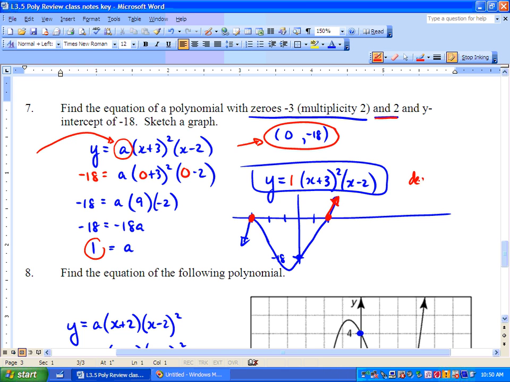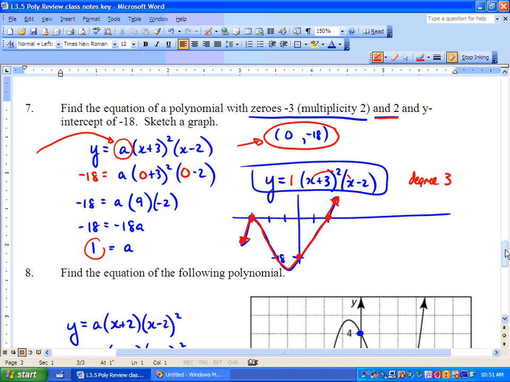This question had a degree of 3, because if you count your x's, you have an x squared there and another x there, which leads to 3 of them, and so it's odd, which means they go in opposite directions. A reminder, this factor right here occurs twice, and so it bounces at -3. And then the y-intercept was given in the question. It was -18 way down there, and so you just draw your polynomial.